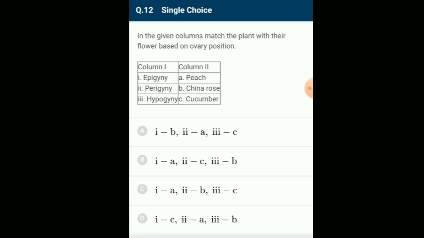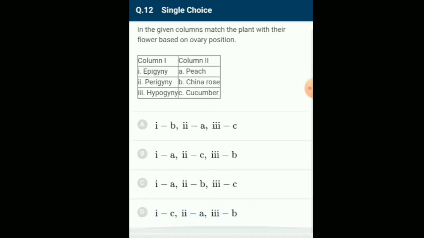Some flowers have an inferior ovary, it is commonly called epigyny, where all other floral parts of the flower lie above it. Such condition is seen in cucumber. Some flowers have a half inferior ovary. Such kind of flowers are called perigynous flowers. Gynoecium is situated in the center and other parts of the flowers are located on the rim of the thalamus almost at the same level. Such condition is seen in peach. So the correctly matching option is option D.